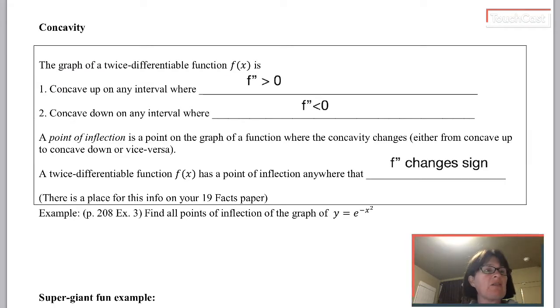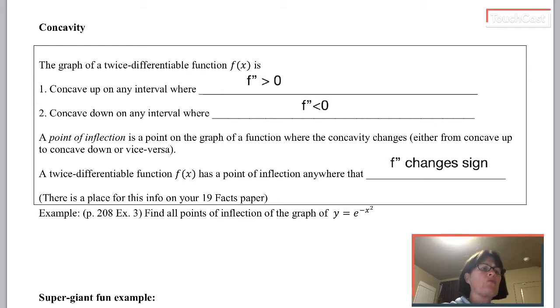A curve, any kind of curve, doesn't have to be a function, is concave up on any interval where f double prime is positive, where the second derivative is positive. A curve is concave down anywhere that its second derivative is negative. And a curve has a point of inflection anytime the second derivative changes sign. So when you need to use calculus to look for a point of inflection, you're going to start by checking places where the second derivative equals 0 or is undefined. But it's not really a point of inflection unless the second derivative actually changes sign at that value.